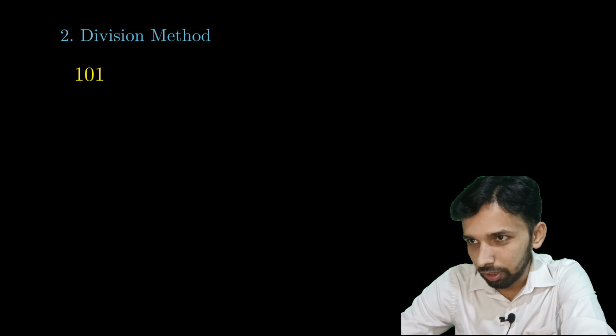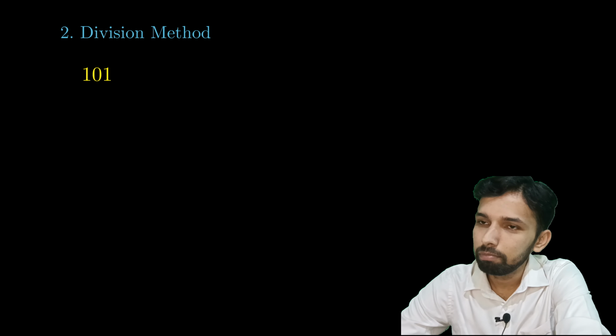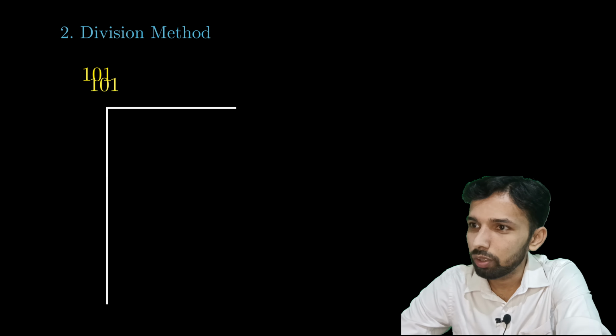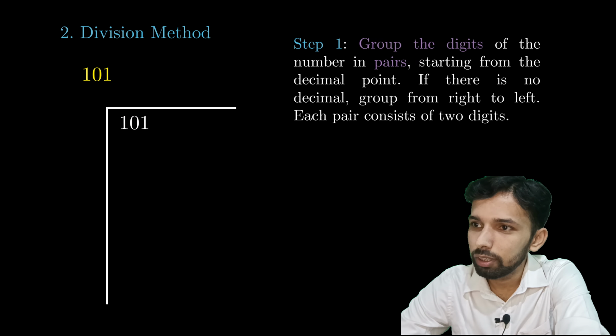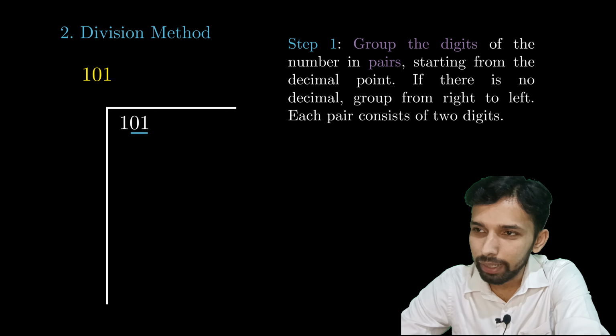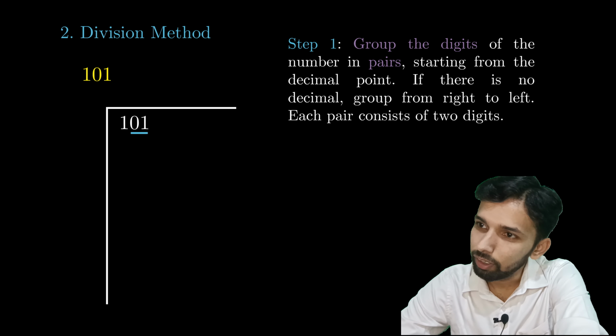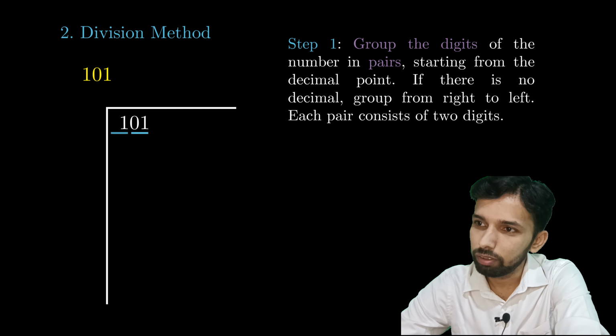Let's talk about the number 101. We move to the first step. We draw the division box. 101 written as the division. Then step 1, we'll group the digits. We only have 2 pairs over here to make. One having 1, the other one having 01.